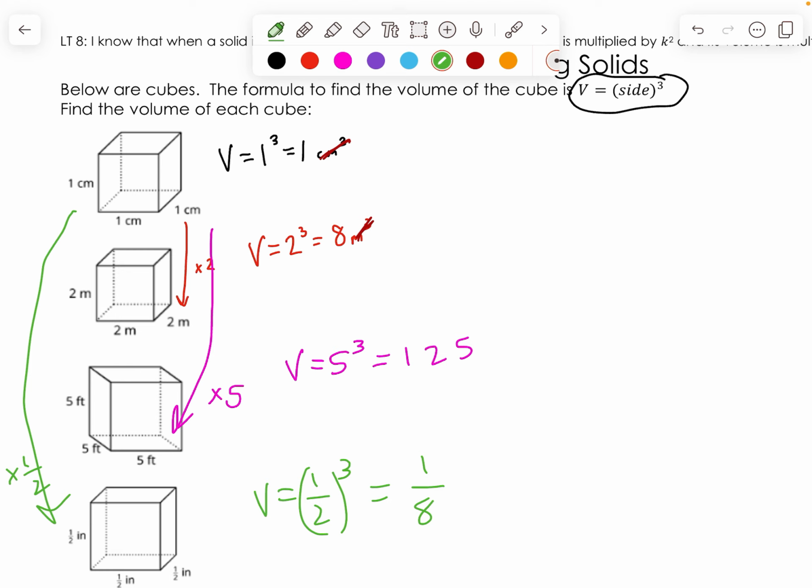So that was pretty cool because we reviewed volume for a cube, and then we saw that the scale factor for sides does not match the scale factor for volume.